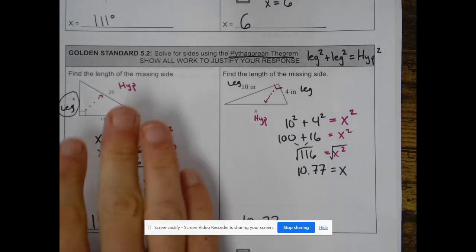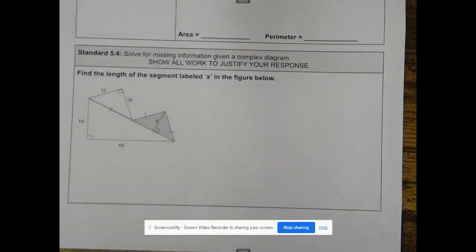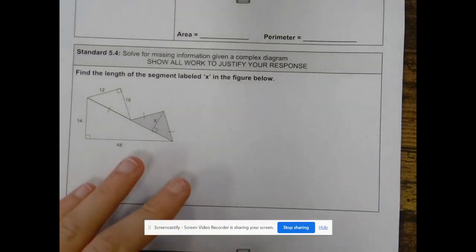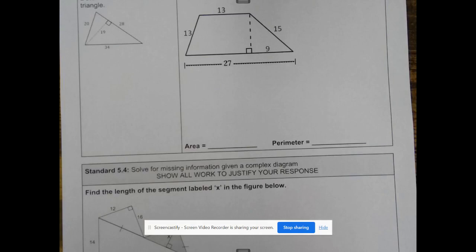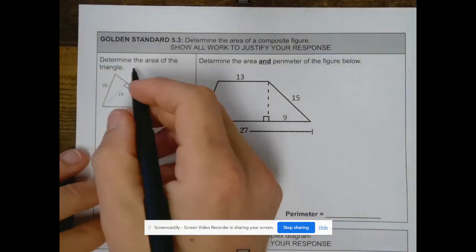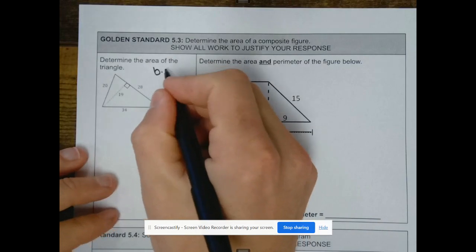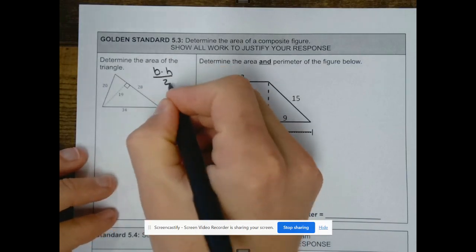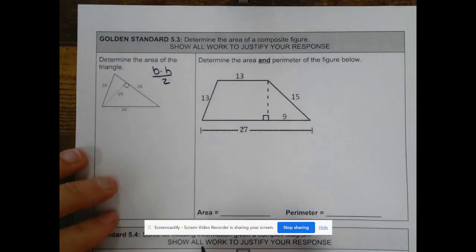Let's move on to Golden Standard 5.3. All right, so for 5.3, two parts. Part number 1, determine the area of the triangle. So here, I might write down my formula, base times height divided by 2. So let's identify our base and height.